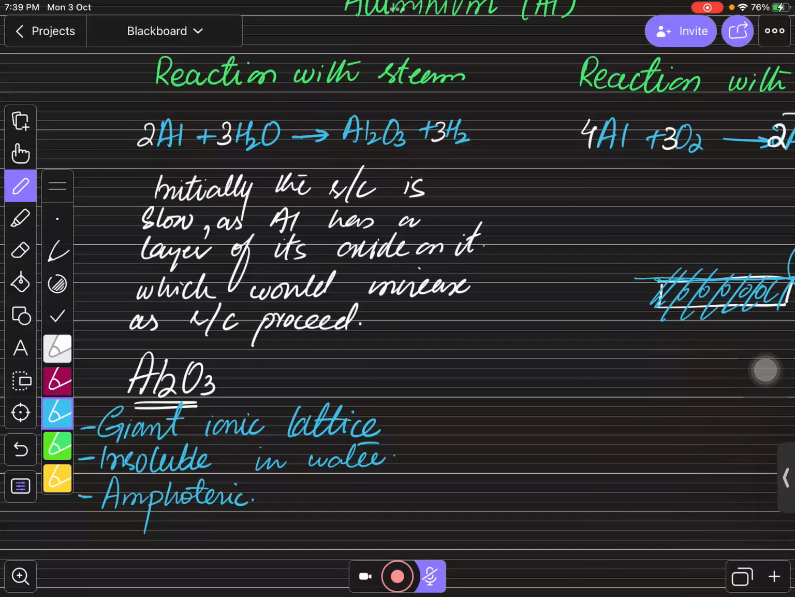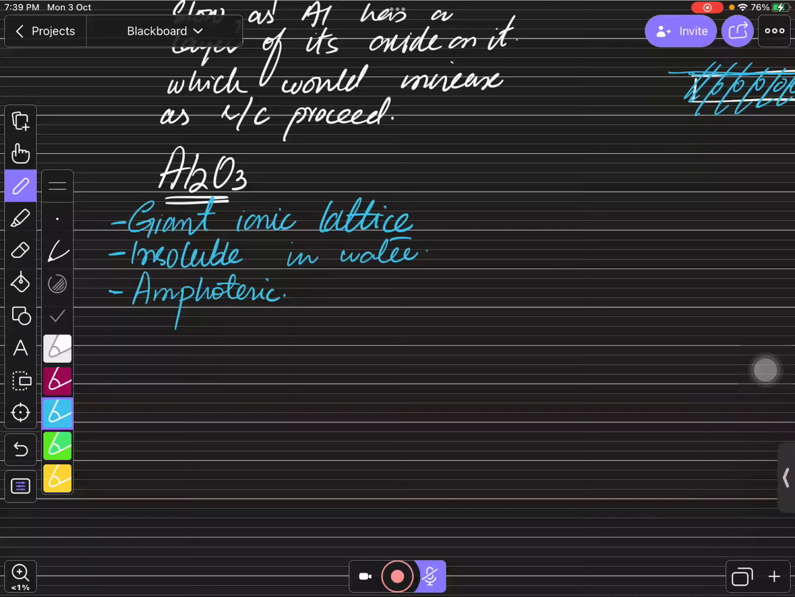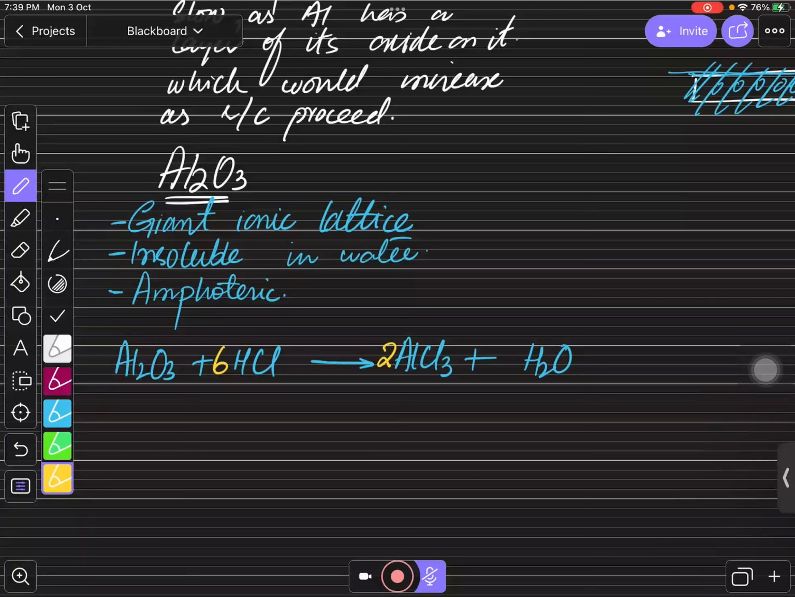Amphoteric means it can react with acid and base. Both of them are going to react with aluminum oxide. If you react aluminum oxide with an acid, it will form salt and water, AlCl3 and water. To balance this, just write 2 over here, 6 and 6 over here, and 3 over here also. It is going to be balanced. All right, so this is the reaction of aluminum oxide with HCl.